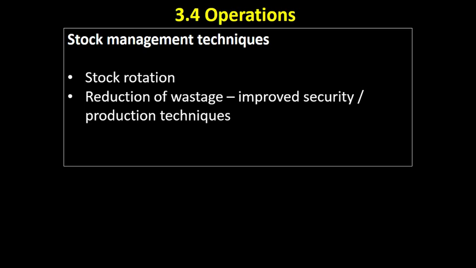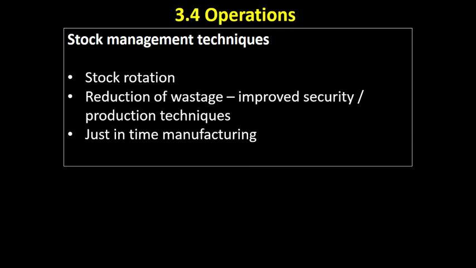And reducing wastage is another stock management technique. Obviously, the less we waste in our stock, the better our efficiency, the lower our costs, and the higher our profitability. So reducing the amount of stock that is stolen through improved security, use of technology, for example, can help to reduce the pilferage levels. It's called pilfering. And better production techniques, use of machinery, etc., should reduce the amount of waste in terms of producing higher quality goods first time around, so we waste less time and stock.